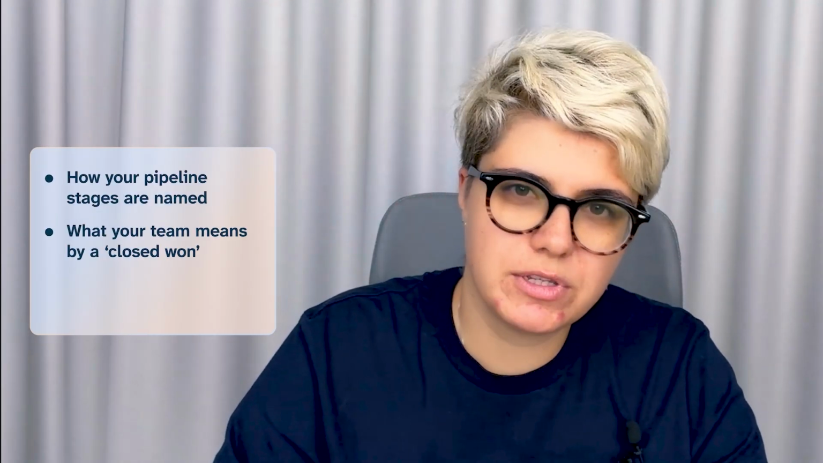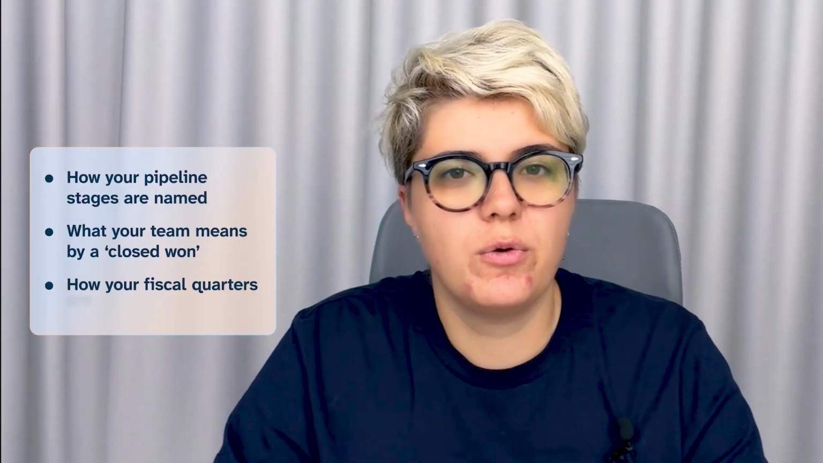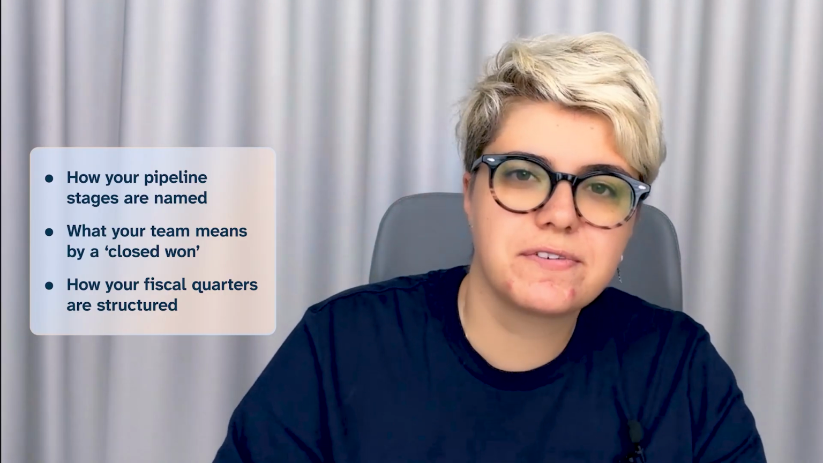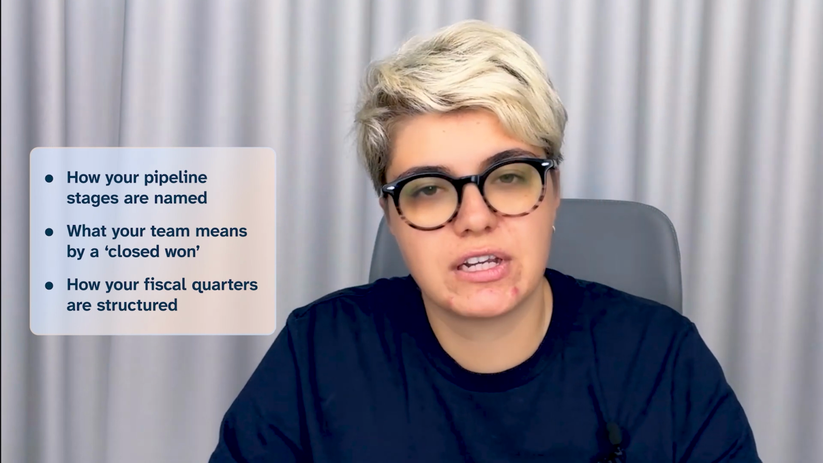Coupler.io also stores your business context, how your pipeline stages are named, what your team means by a closed one, and how your fiscal quotas are structured. The AI uses that context so the answers it gives you are specific to your business and not generic. Don't forget to generate this context first and add details manually. Your analysis can only be as good as your data and context are.